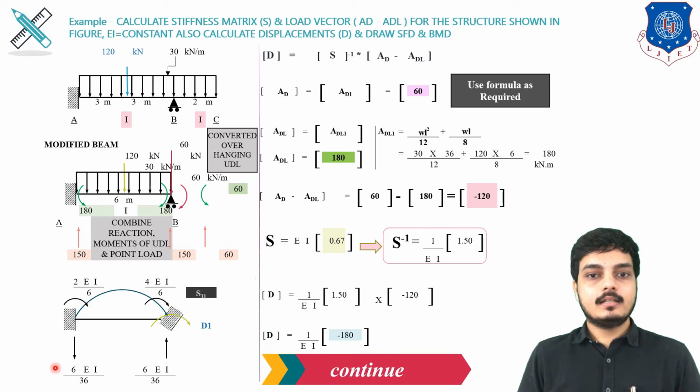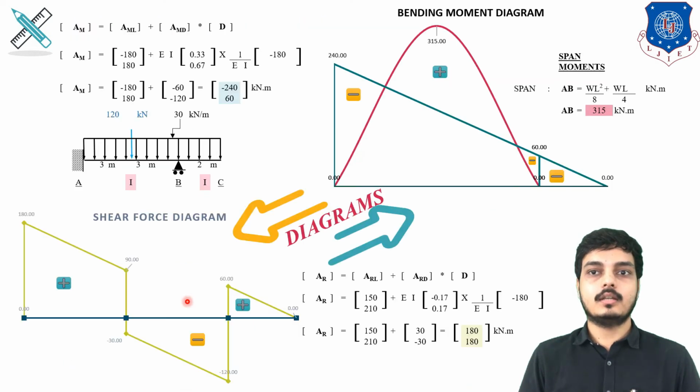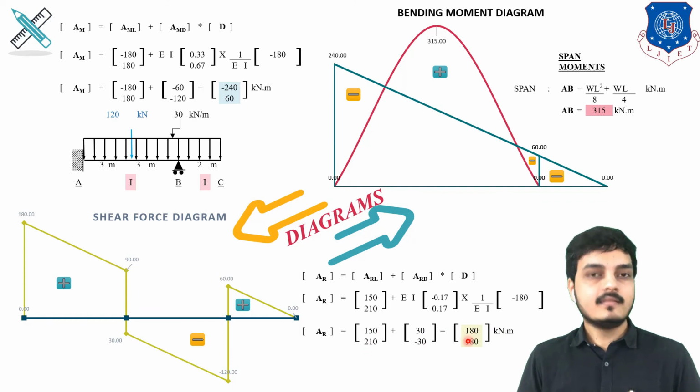And there will be ARD, 6 by 36 and 6 by 36. This will be minus and this will be plus. So here minus 0.17, 6 by 36 is nothing but 0.17, and this will be plus. And as I said, 150 and 210, and D, which we have found out previously. So solving these two matrices, we will be getting 30 and minus 30. Adding 150 plus 30 we get plus 180. 210 minus 30 we get 180 as well. So these are my reactions.